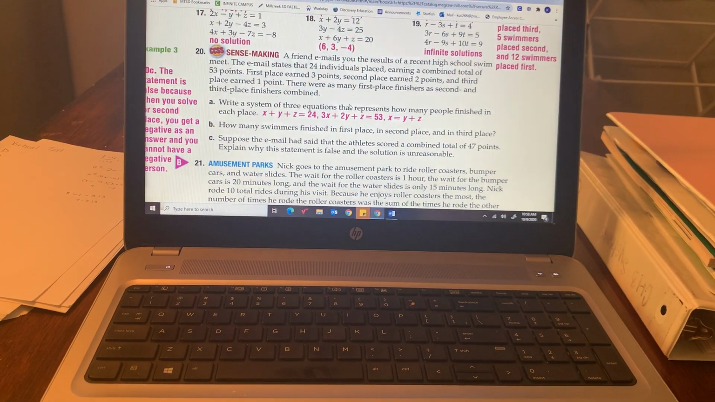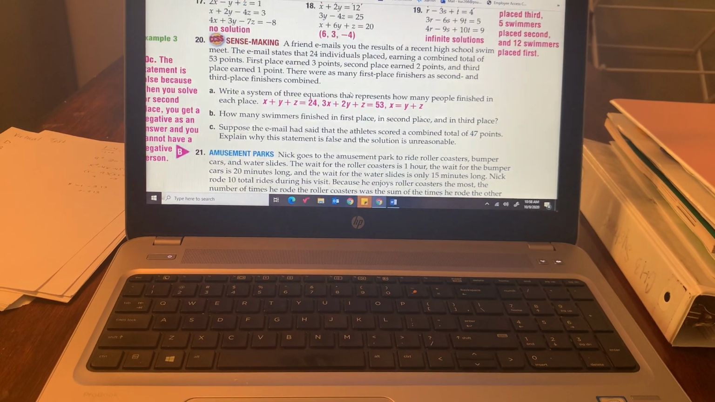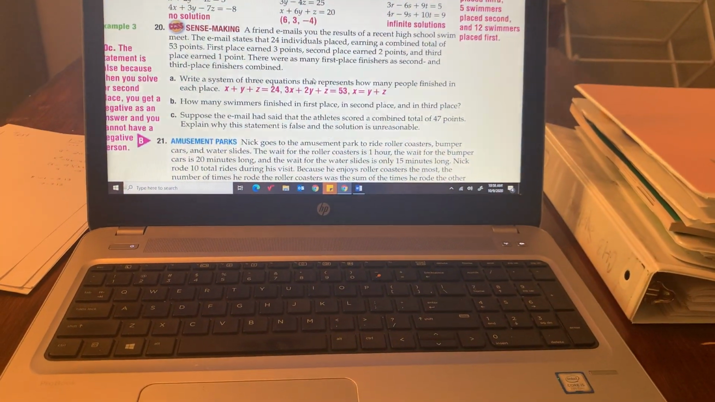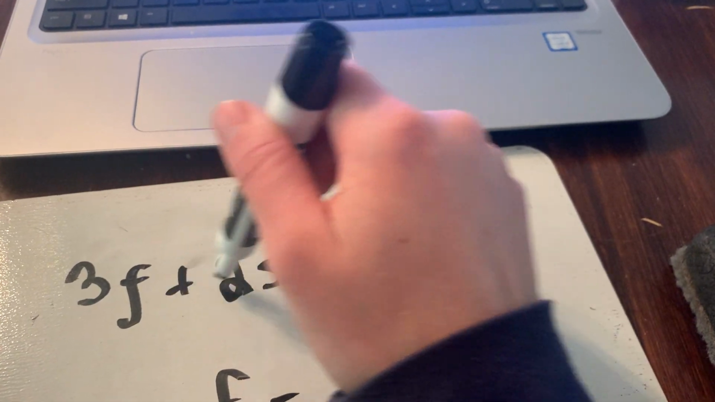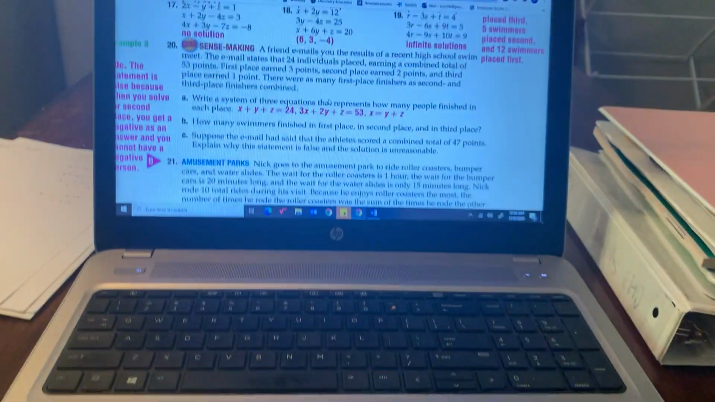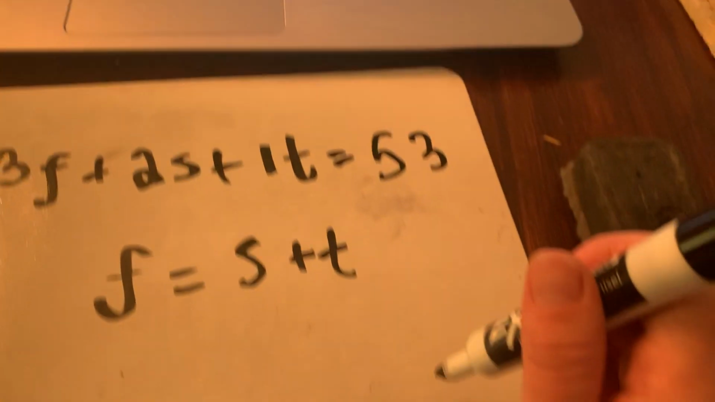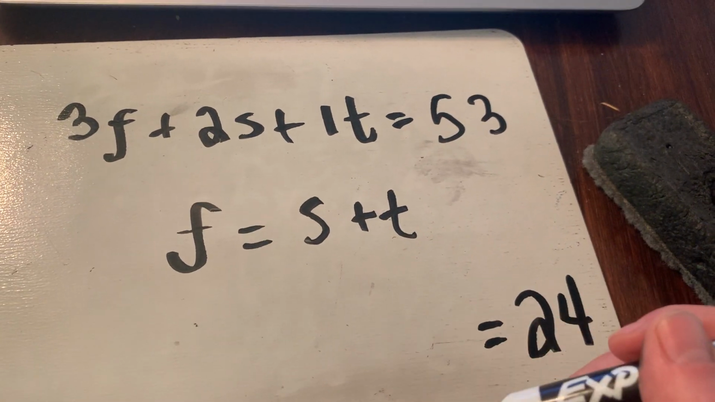It said there were as many first place winners as second place and third place winners combined. So first place was the same as second place and third place combined. So we have a comparison. We have 3 points, 2 points, 1 point equals a total of points. Where's the total points? 53 points. And then we also have one, there's 24 individuals placed.